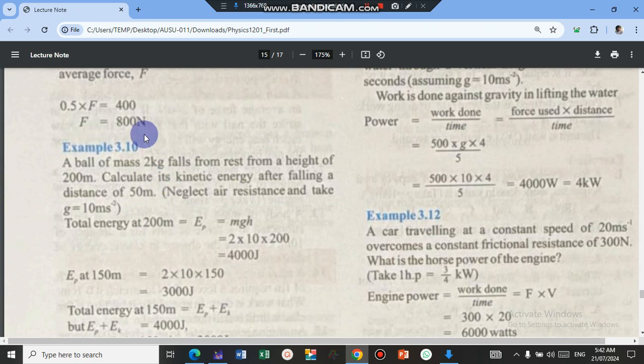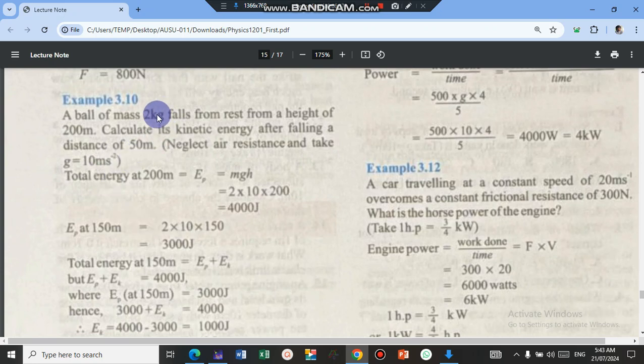Next, example 3.10. A ball of mass 2 kg falls from a height of 200 meters. Calculate its kinetic energy after falling a distance of 50 meters. Neglect air resistance and take g equals 10 meters per second squared. Okay, here is what is happening. At the highest point, its height from the ground was 200 meters. Then it moved from that point to a point 50 meters away from that point, which means its distance from the ground will now be 150.